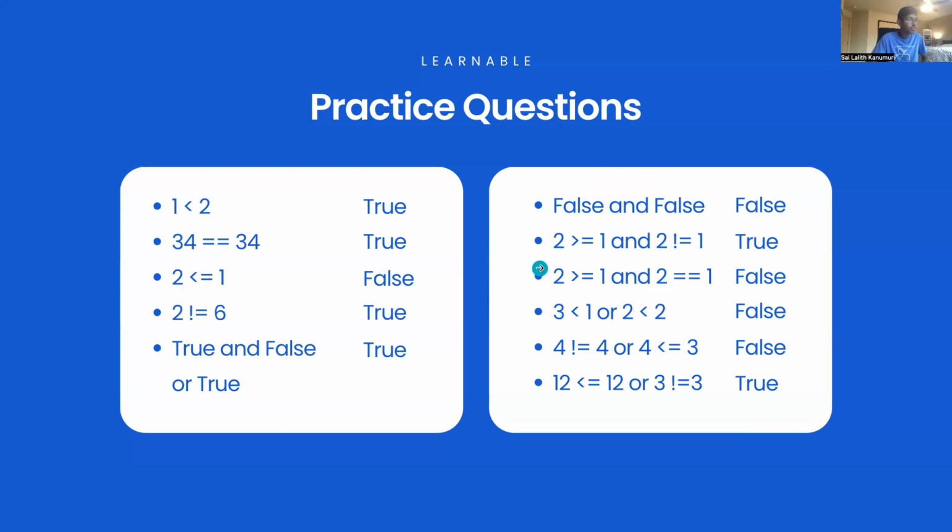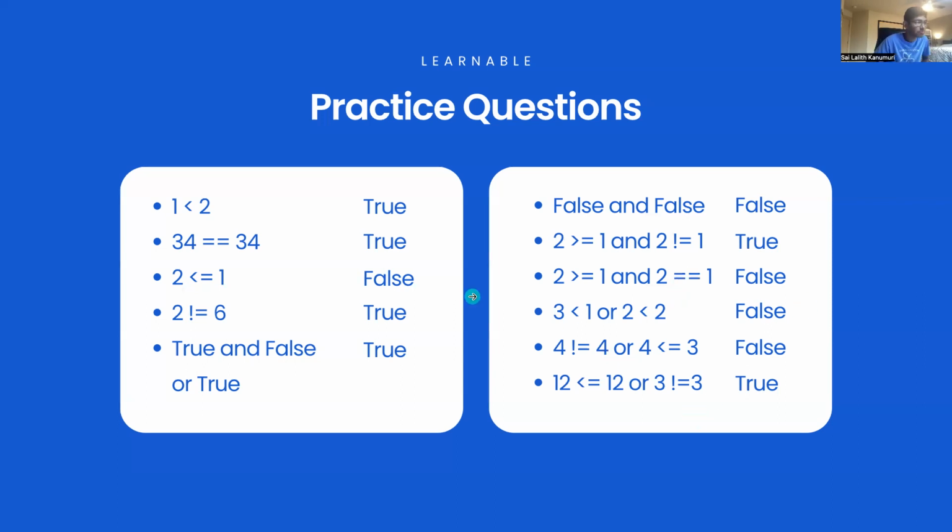Now let's do this. 2 is greater than or equal to 1. That is true. And 2 is equal to 1? This is false, since 2 is not equal to 1. So true and false is always false. So it's false over here.